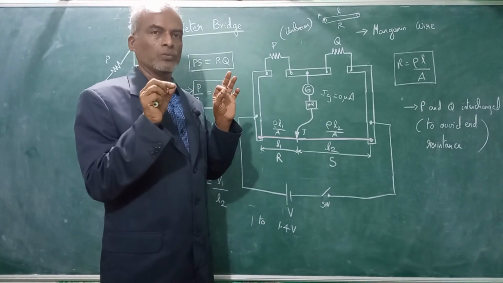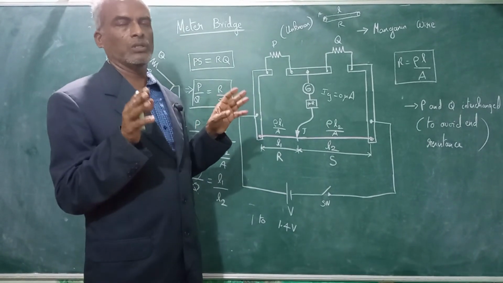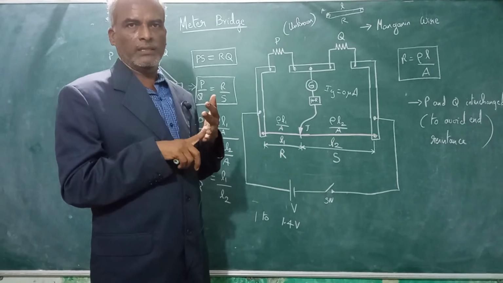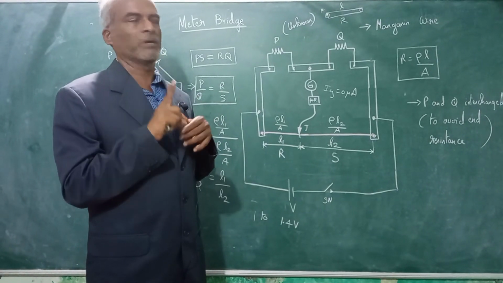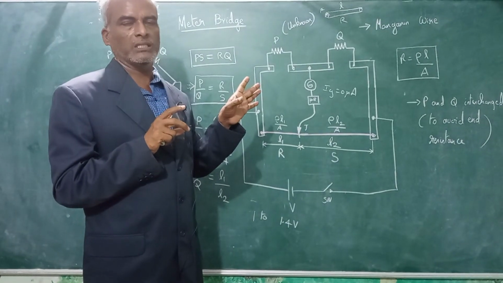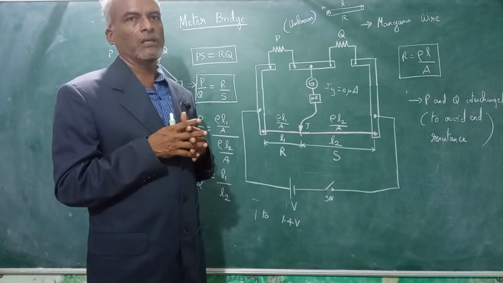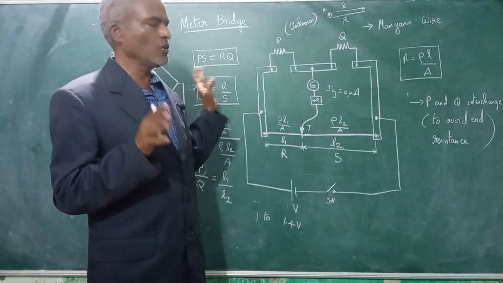So what to do now? You know all the other values. You know the resistance, length and area of the cross section. The only unknown parameter is your specific resistance. So we can find it very easily with the help of the meter bridge. That's all about the meter bridge.